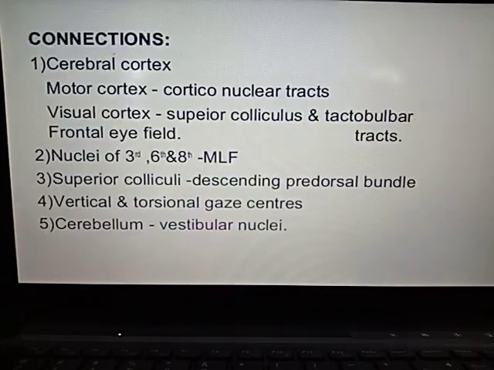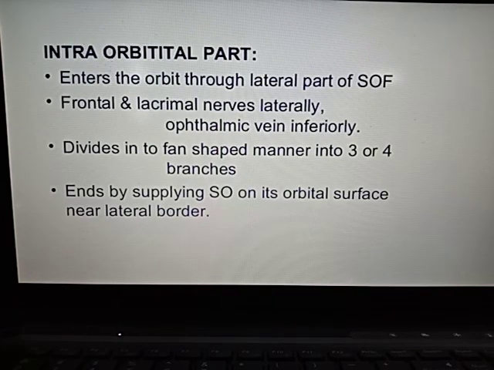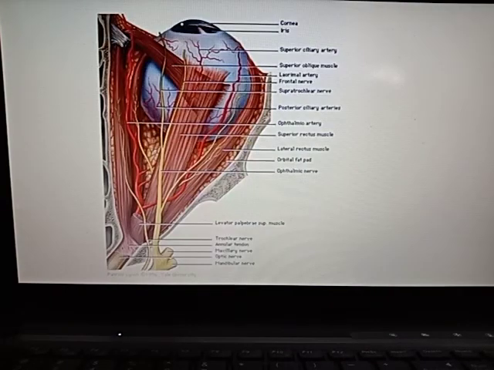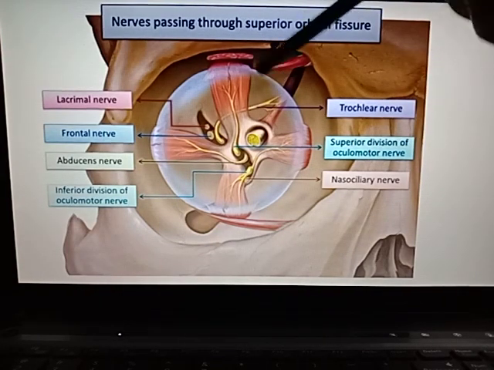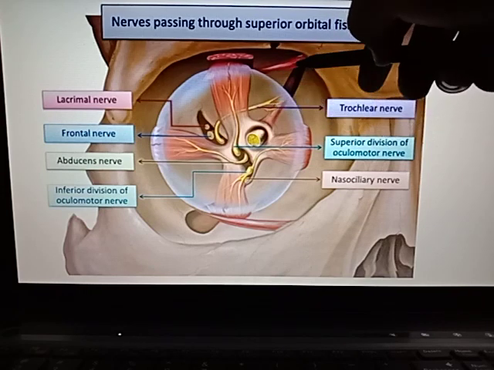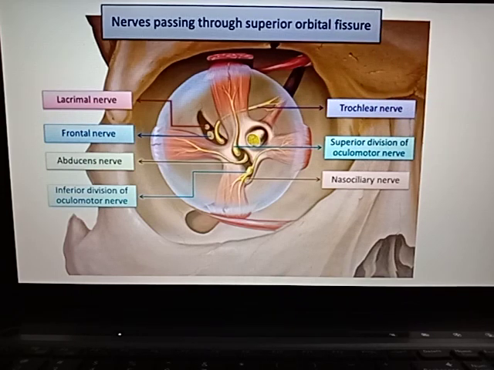Then come to the intraorbital part. It enters the orbit through the lateral part of the annulus, at the superior orbital fissure, with the superior ophthalmic fasciculus and the frontal and lacrimal nerves laterally, and the ophthalmic vein inferiorly. It divides in a fan-shaped manner into 3 to 4 branches. It ends by supplying the superior oblique on its orbital surface near the lateral border. So then it comes to this region. It divides into 3 to 4 branches and supplies this lateral border also.